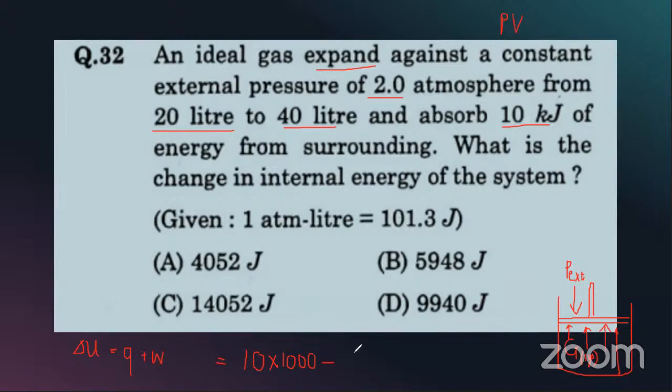Okay, so I'll just write the formula here. Please calculate and tell me. 2, what is 2? 2 is the pressure, P, into volume. How much is the change in volume rather? W is equal to P delta V. I hope everybody knows this formula. Delta V is how much? It has changed from 20 liters to 40 liters. That means how much is the change in volume?